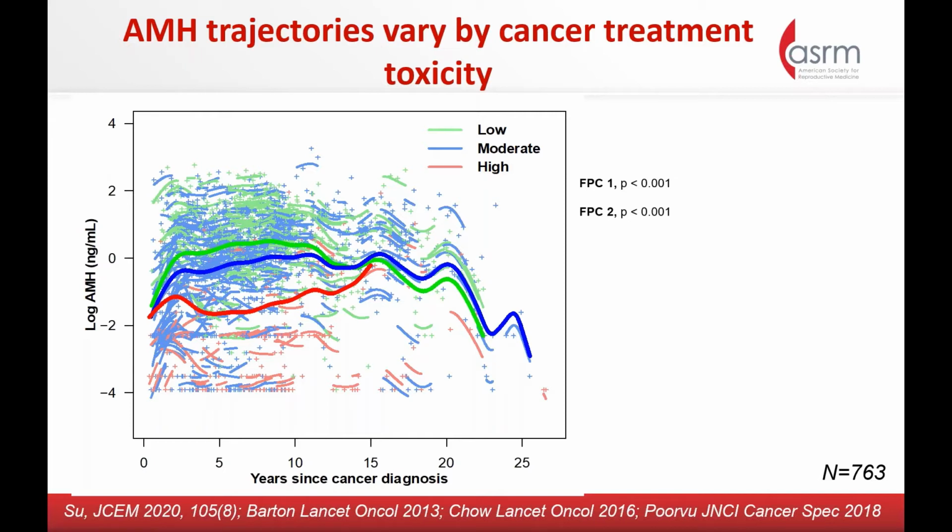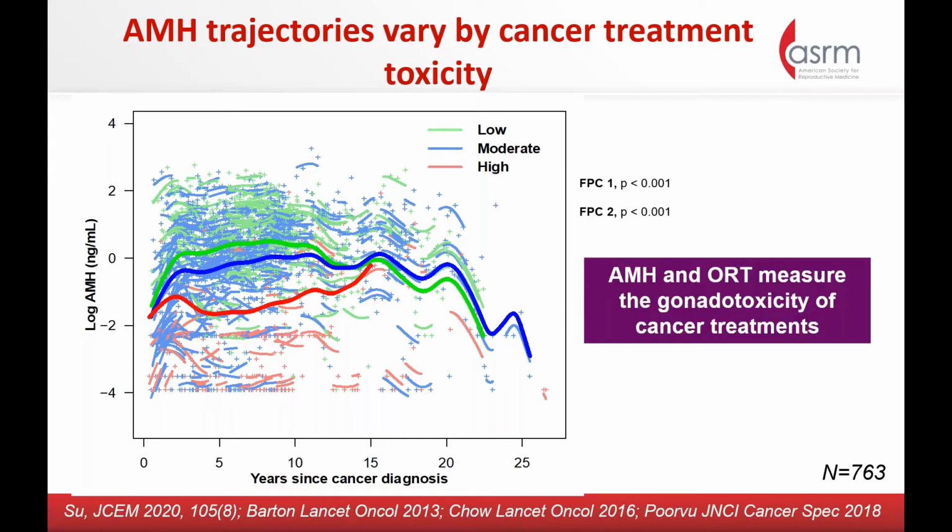We think that uptick of the red toward the 10 to 15 year mark is really from a small sample size. The other interesting note here is that the individual trajectories, which are the lighter crosses and lines that you see in the back, actually have a lot of overlap by color, even though the average trajectories differ by toxicity. So we probably haven't done enough work to suss out the cancer treatment toxicity of specific treatment regimens. So AMH and ORT, we think, measure the gonadotoxicity of cancer treatments.